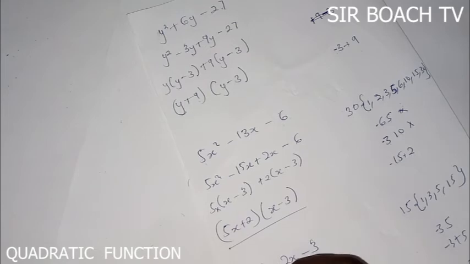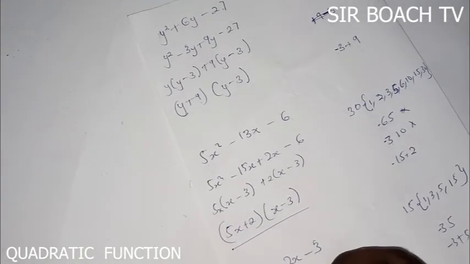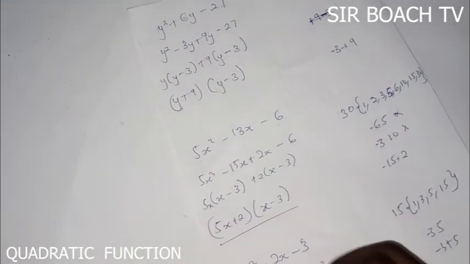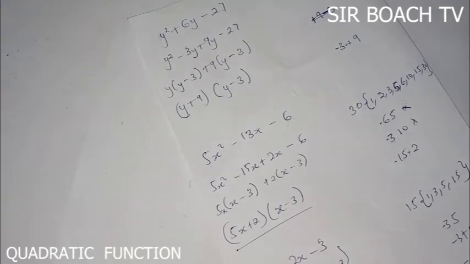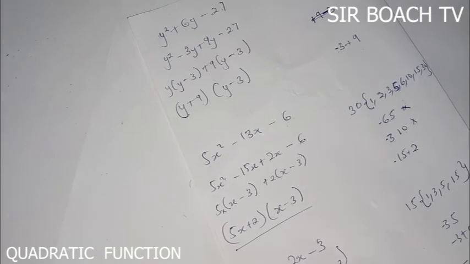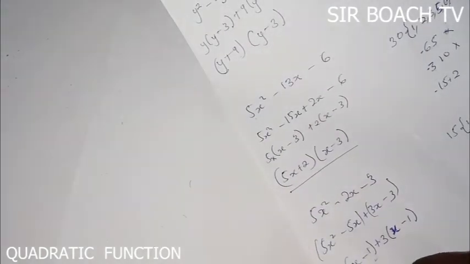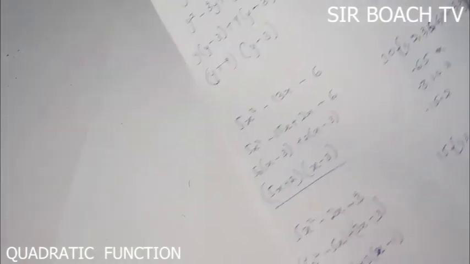We're going to get 5x squared minus 5x plus 3x minus 3. Then we group the first two and the last two. So 5x can come out here, and I'm going to get x minus 1, because we factorize all the 5x out, so we are left with 1. This side we factorize 3 out, so plus 3 is out. Then we are going to get x minus 1. So we are going to get 5x plus 3 in one bracket, and also x minus 1 in one bracket.